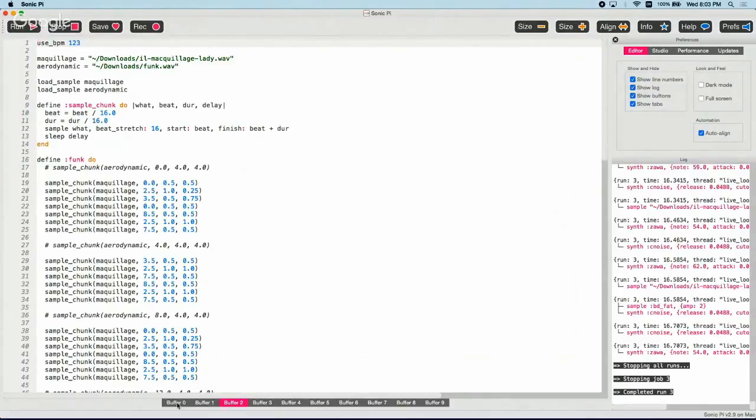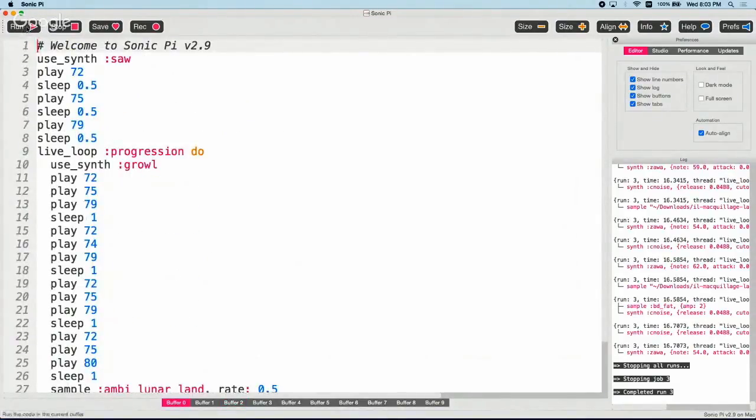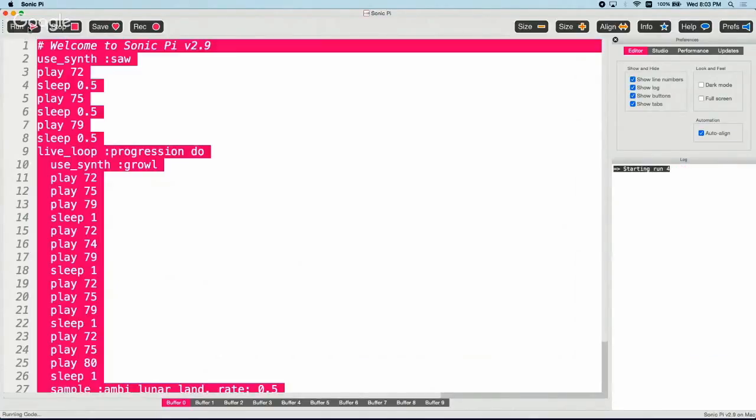So this is cool. I stole this. This is something I wrote. This is an original creation that I did in the first 3 minutes when I found Sonic Pi, and it actually is kind of neat.